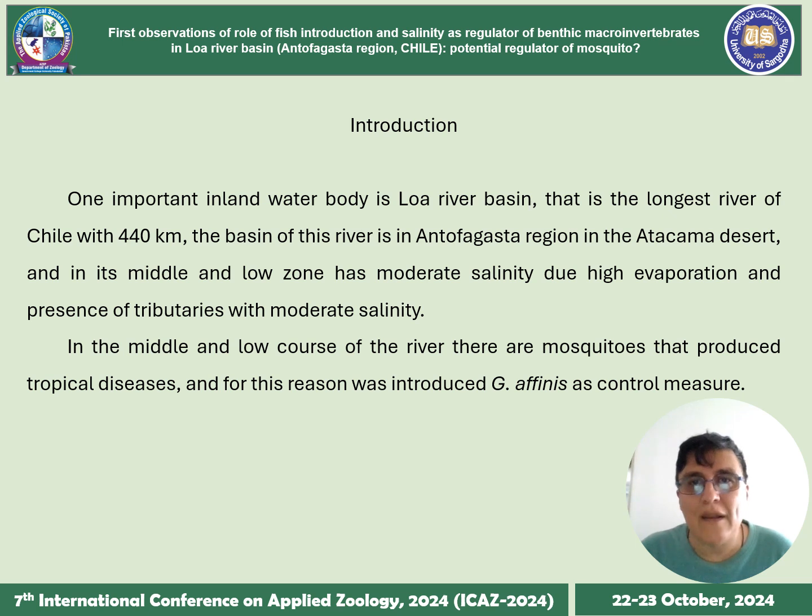One important inland water body in the north of Chile is the Loa River Basin. It is the longest river of Chile, with 440 kilometers, and its basin is in the Antofagasta region in the Atacama Desert. Its middle and low zones have moderate salinity due to high evaporation and the presence of tributaries with moderate salinity. In the middle and low course of this river there are mosquitoes that produce tropical disease, and for this region Gambusia affinis was introduced as a control measure.